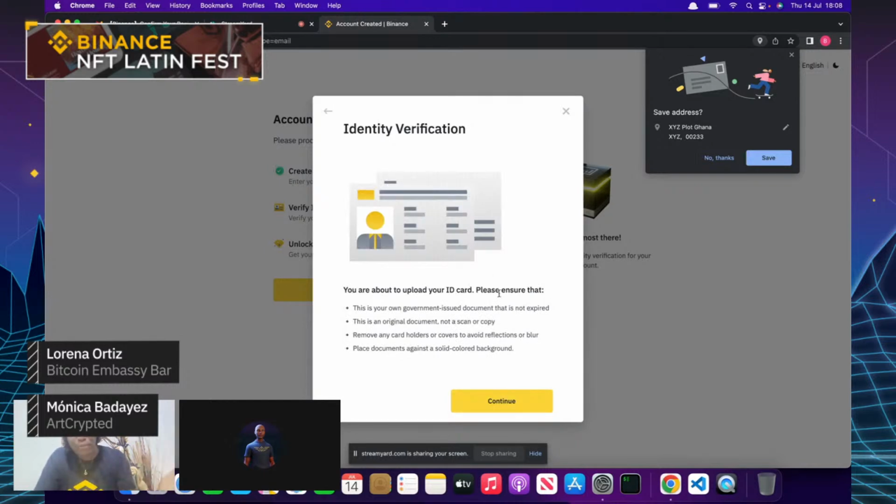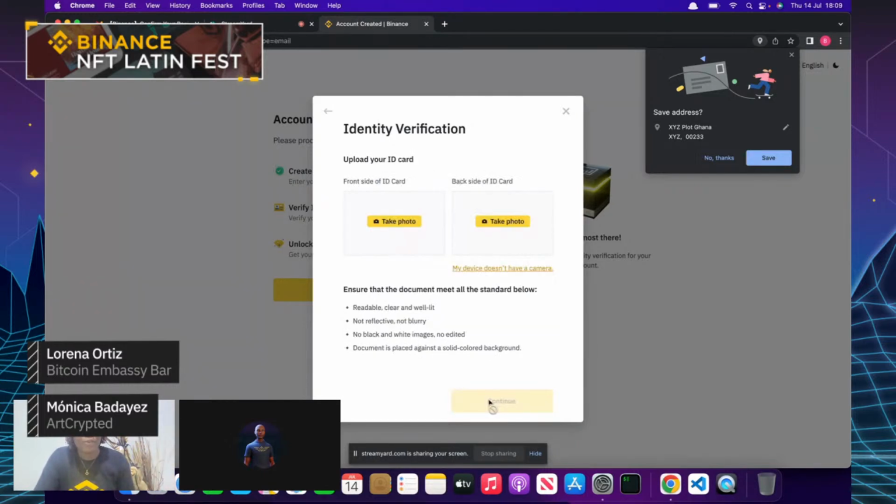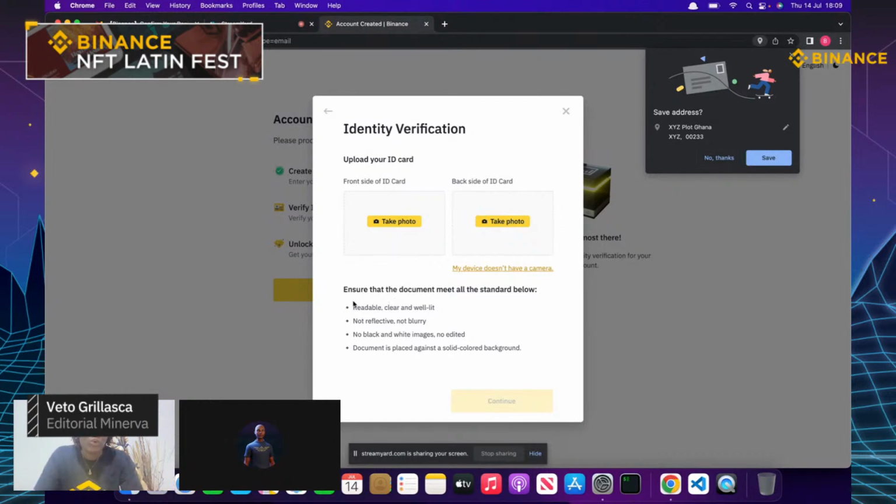Here you'll be told to upload your ID card. So let's continue. You have to take a photo of your ID card, the front and the back, but always ensure that you satisfy these requirements. Make sure it's readable, clear, well lit, not reflective, not blurry, no black and white images, and the document is placed on a solid colored background. Don't use a checkered background or something multicolored, right? So I'm not going to go through this process.